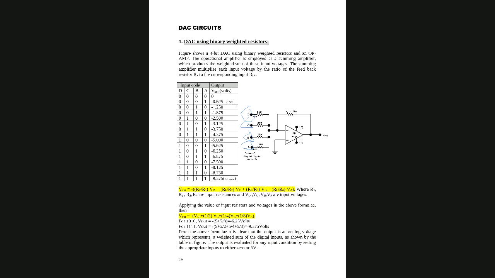At the MSB. So RF over, so what is the statement that we get here? We have D, C, B, A. D is the MSB voltage, up to A, the LSB voltage. What we get here, the expression I think everybody knows very well, is minus RF over R1 into VD, plus RF over R2 into VC, plus RF over R3 VB, plus RF over R4 VA, and the whole thing is closed in the bracket.